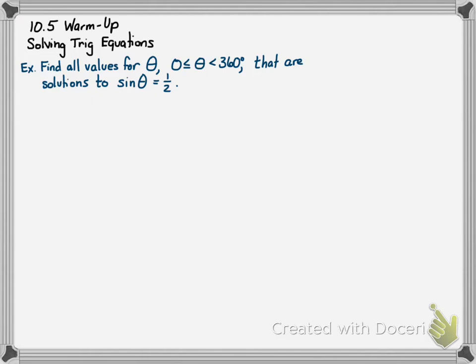In our first example, we are asked to find all values for theta, where theta is between 0 and 360 degrees, that are solutions to sine of theta equals 1/2. When I see that theta is between 0 and 360 degrees, that tells me two things. That tells me that our final answers should be in degrees rather than radians, because theta is between 0 degrees and 360 degrees.